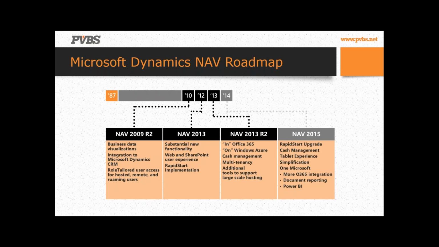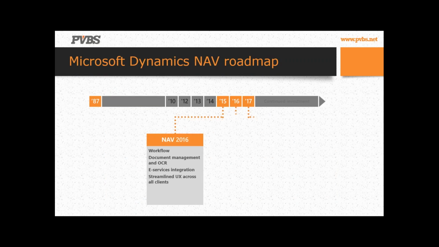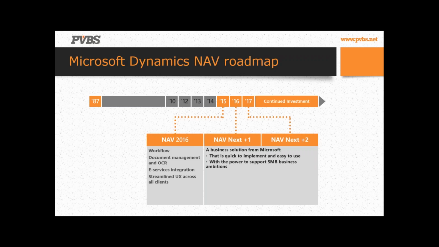So with NAV 2015, the big things that were changes and exciting for us were improved cash management, the full tablet experience, Microsoft simplifying and making the interface easier to use, and really leveraging that one Microsoft story, how it seamlessly works with Office 365, the ability to manage documents, and then also Power BI, which is Microsoft's new business intelligence solution that's built inside of Office 365.